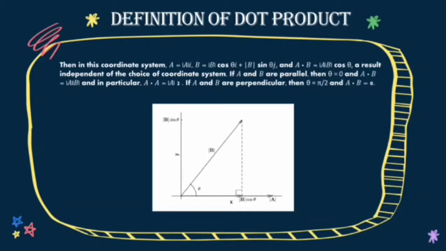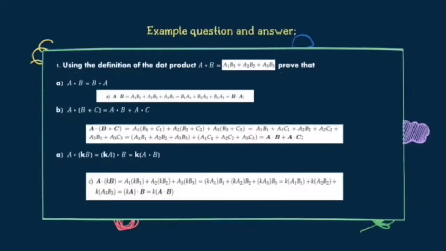If A and B are parallel, then theta equals 0, and A dot B equals modulus A modulus B. And in particular, A dot A equals modulus A squared. If A and B are perpendicular, then theta equals pi over 2 and A dot B equals 0.